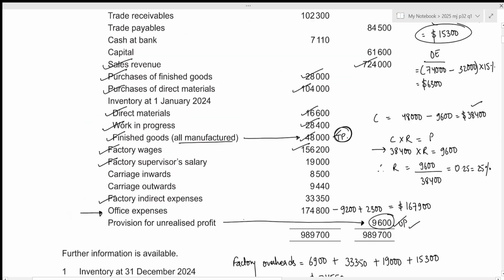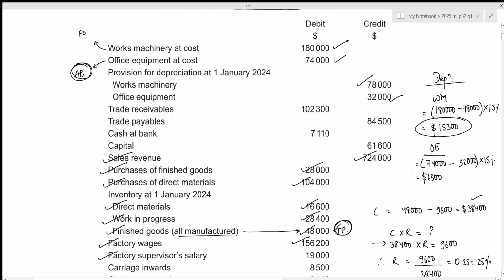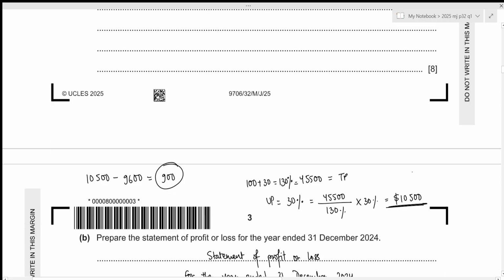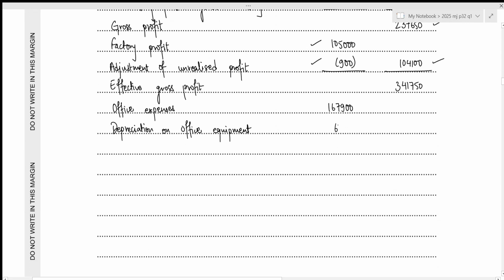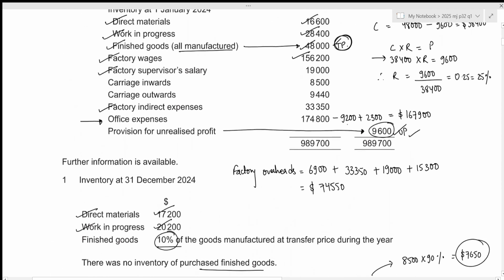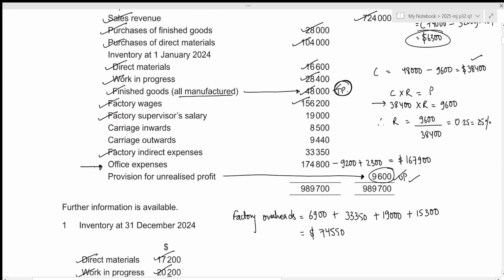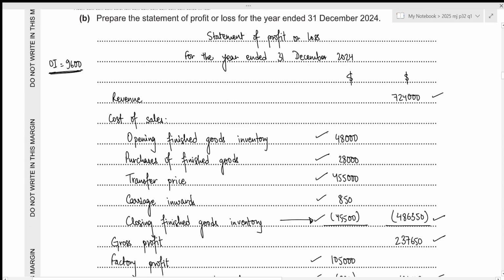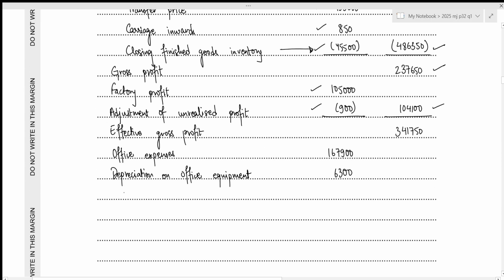That had the value of 6,300. Let's write it down. Then let's go over all of our information and see what we've missed. We've included the office expenses. Okay, there's carriage outwards. This will also be treated as part of the expenses. We need to show the value of 9,440. So that is our carriage outwards, 9,440.